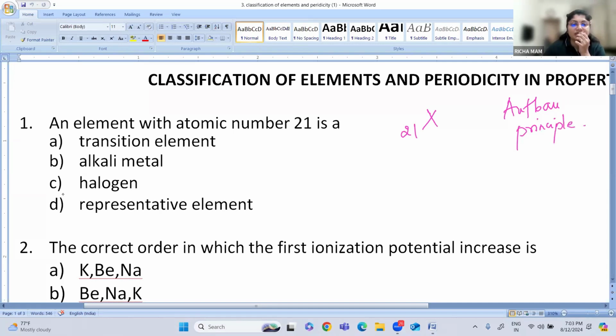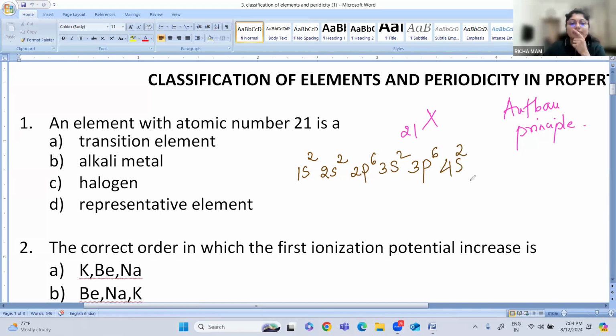Let us start with the filling of electrons. It starts from ns. The s orbital holds a maximum of 2 electrons. So 1s2, then 2s2, then 2p6, then 3s2. Count as you enter: 12. Then 3p holds a maximum of 6, so 12 plus 6 is 18. Then 4s comes: 19, 20.